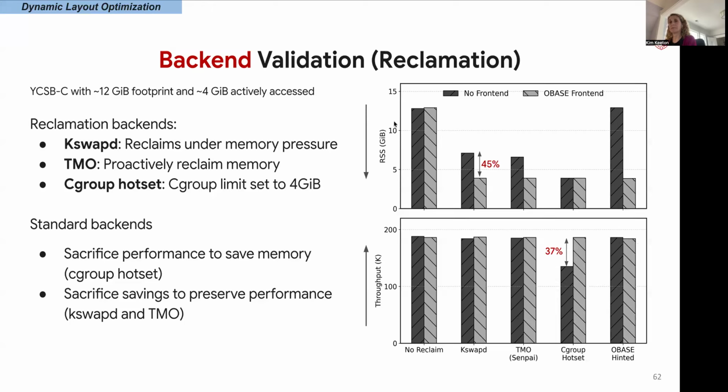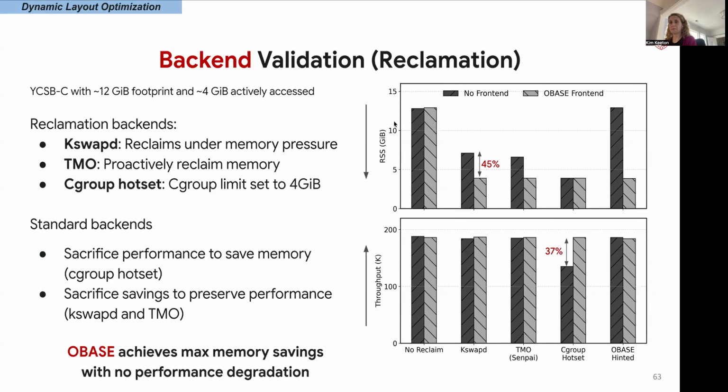Okay, this is great. What about us limiting? If we know beforehand what's the working set size, can we limit the memory footprint? So that's what we did with C group, where we said, hey, we know the working set is really 4 GB of actual objects, so let's limit it. But by doing that, you're reducing the throughput by almost 40% because you now have to go to the disk every time and page in those pages back to memory. So this shows that OBASE achieves maximum memory savings with really no performance degradation, in comparison to going to SSD and disk and so on.